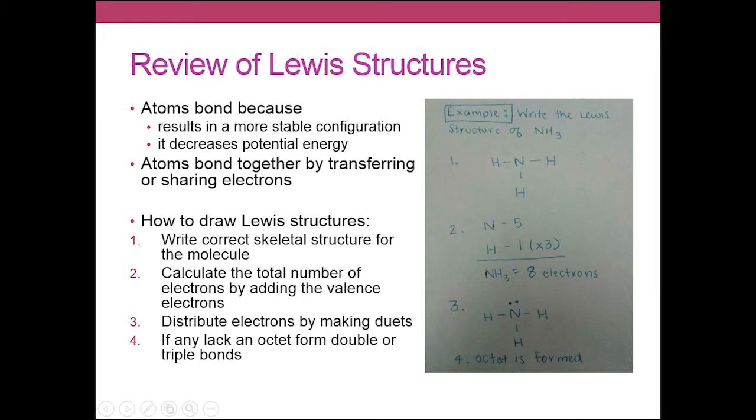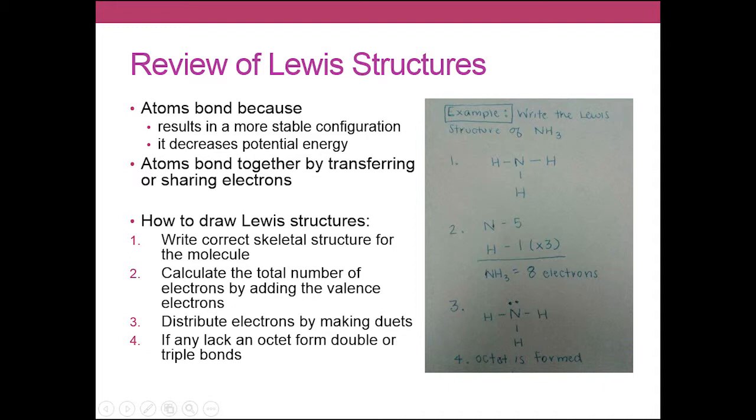Before we dig into how to do VSEPR theory, I think it's necessary to review how to write Lewis structures. So we know that Lewis structures happen because atoms bond to decrease the potential energy and because it results in a more stable configuration. And these atoms bond together by either transferring electrons or sharing them.